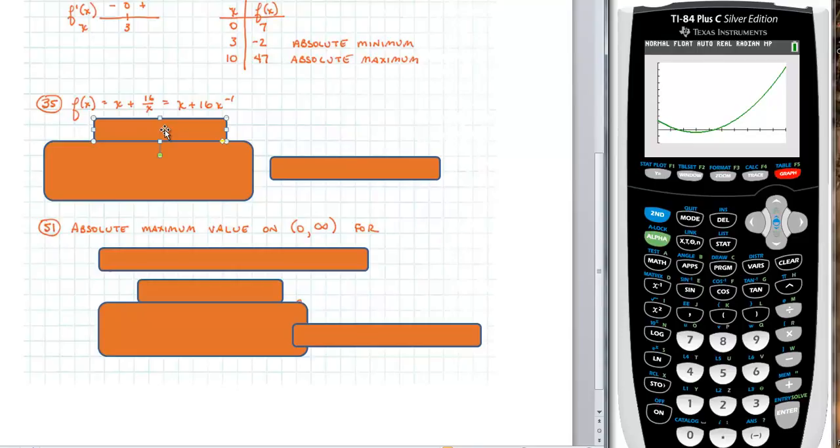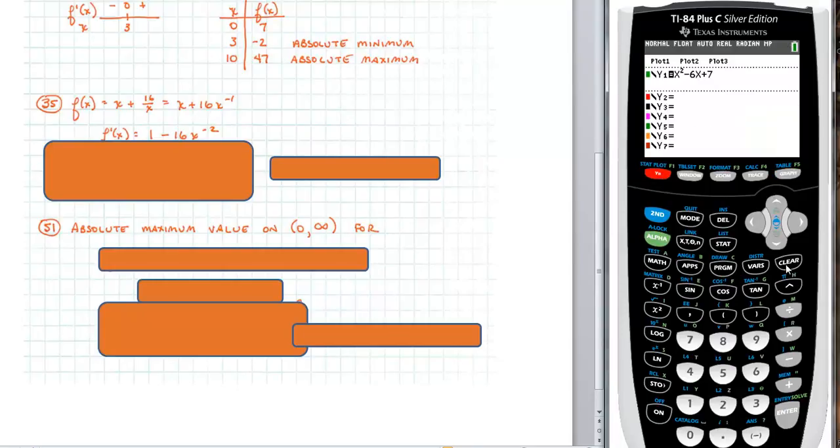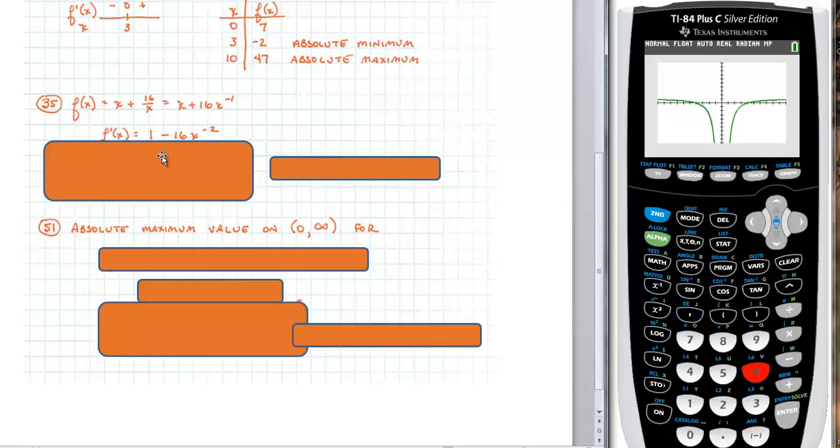So I go and get my derivative. That would be 1 minus 16x to the negative 2, and go graph that. So 1 minus 16x to the negative 2. I messed up my window totally from the last one, so a zoom 6 will recenter. Remember, this is my derivative, and I have 2 zeros. So let's get this out of the way and see if you agree with it.